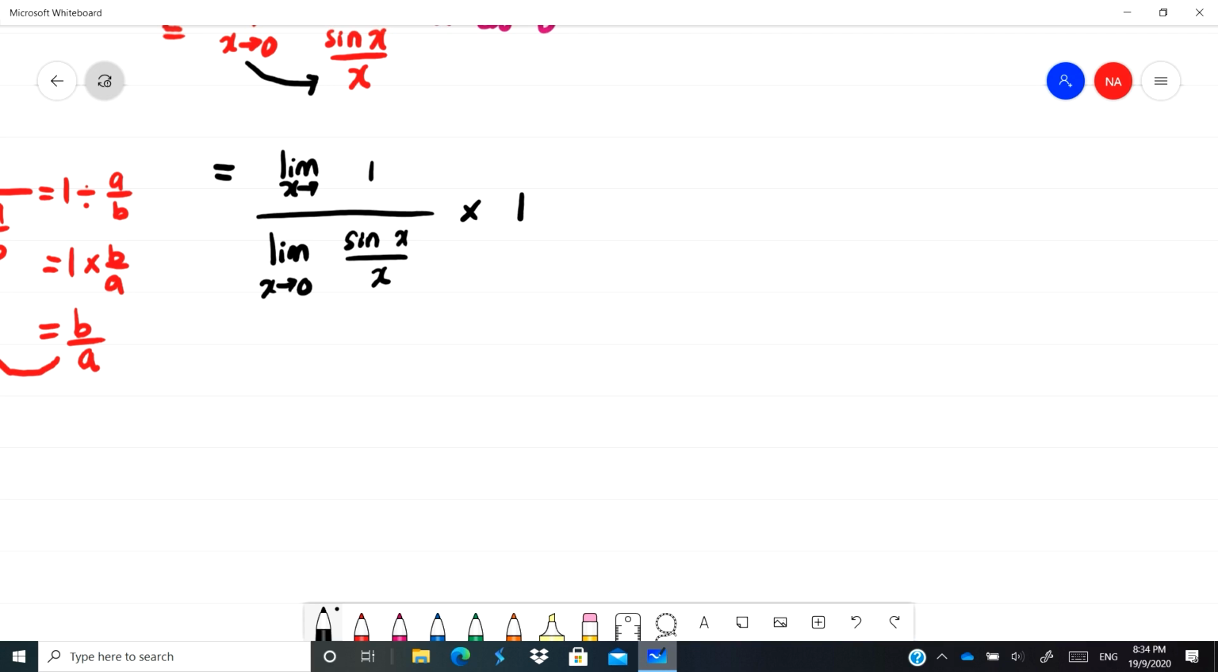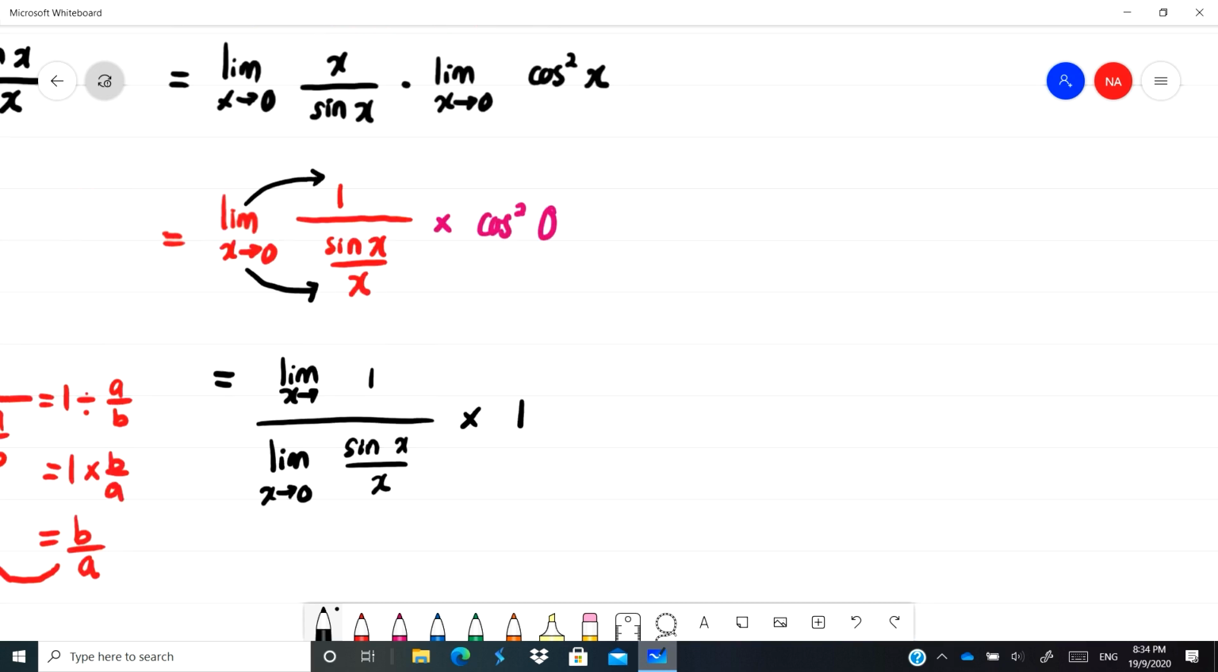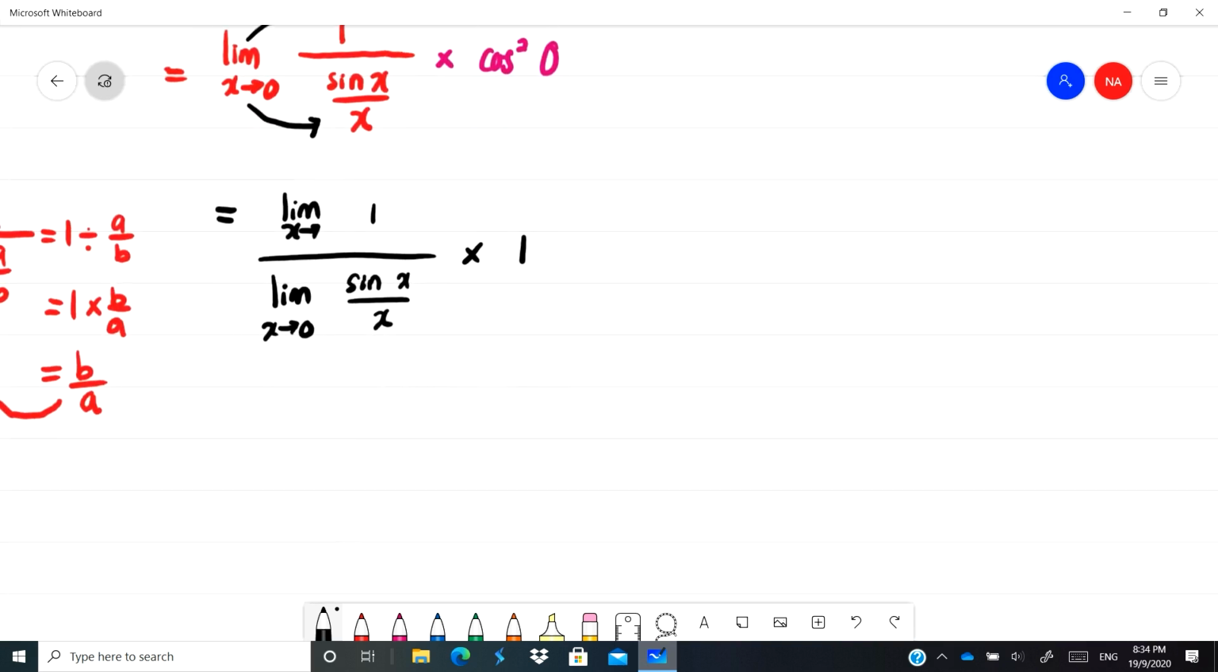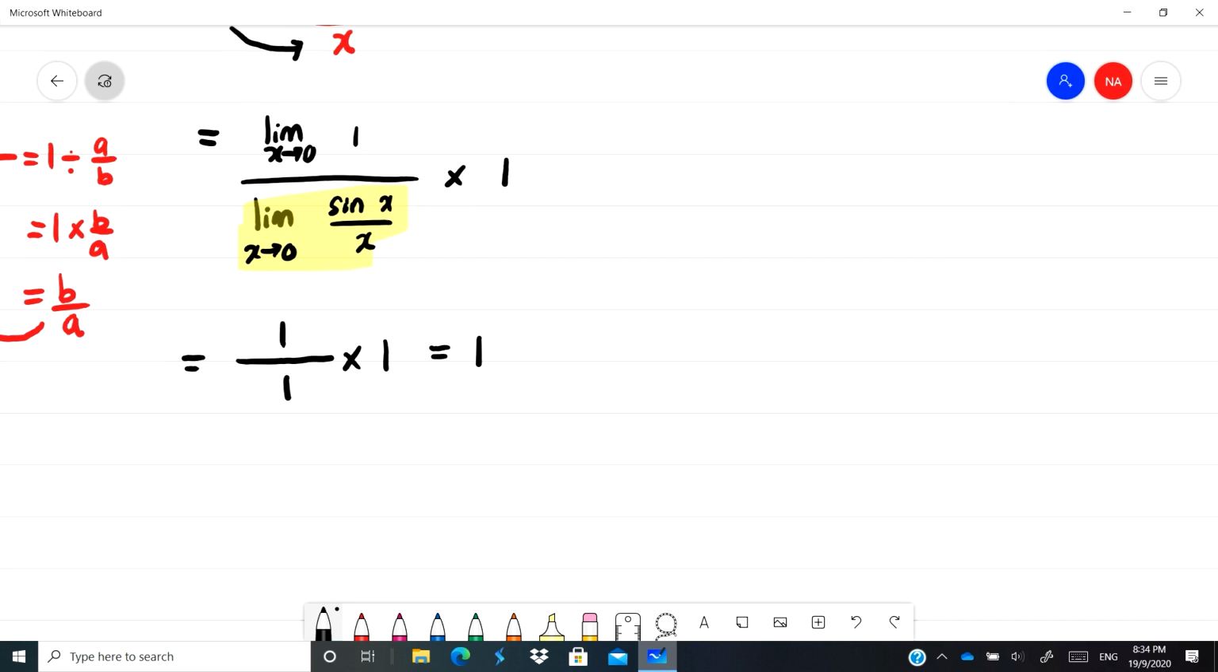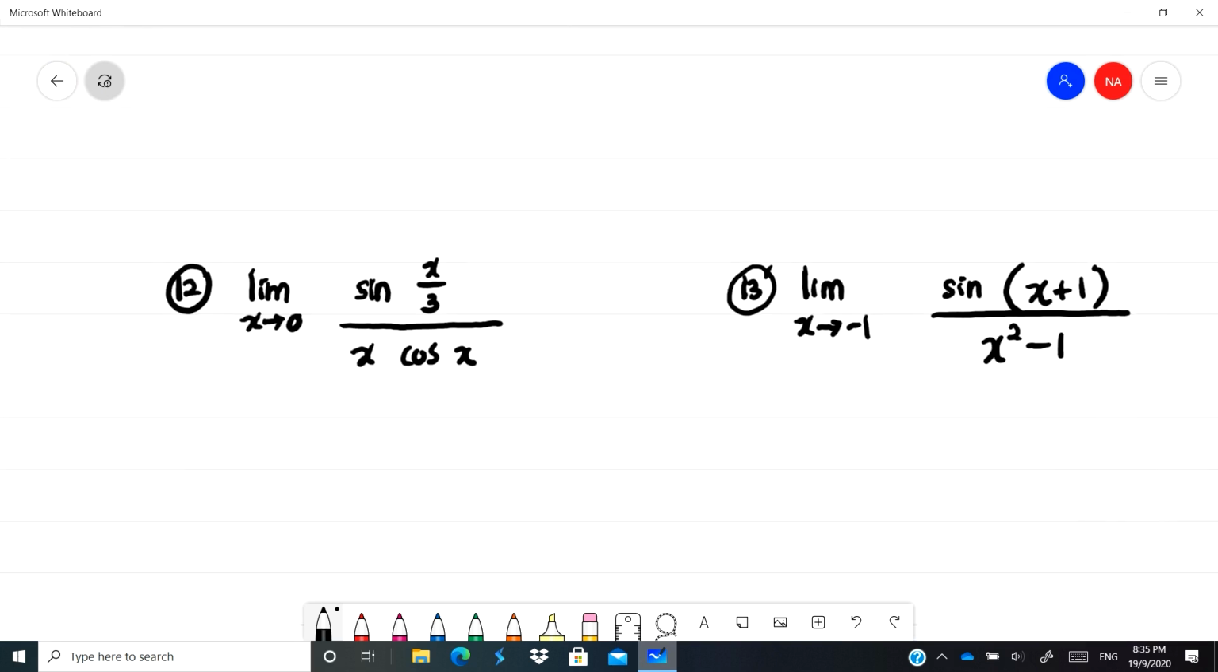Please show this step first. The way you change it, you invert the x over sine x into 1 over sine of x over x, and then you get marks. So the limit as x approaching 0 of 1 will be 1 because it's a constant. This part will use the squeezing theorem. So you will have 1 multiplied by 1, and your final answer will be 1. That's quite interesting. Learning calculus is very interesting actually. So that's number 12.